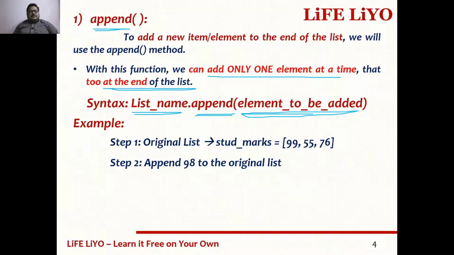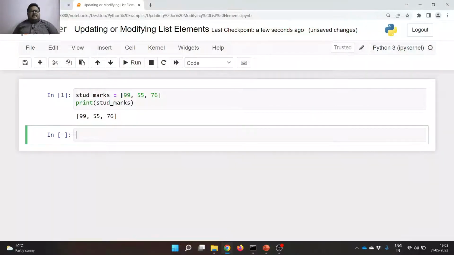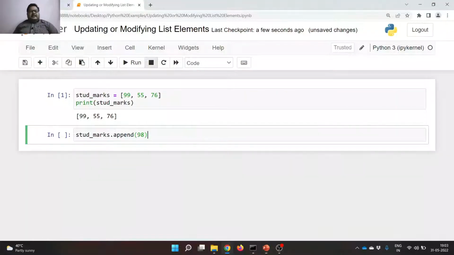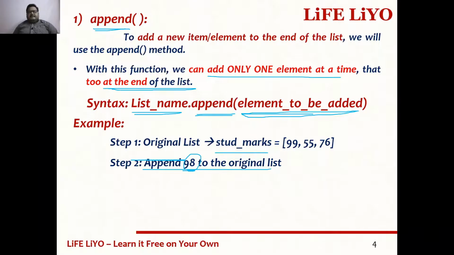Now what is our question? Append 98 to the original list. To this list we have to append the element 98. To append the element, what is the syntax we have to follow? List name dot append, with the element to be appended. The element to be added is 98. We are done. Run. Yes, completed. Look here: list name dot append of 98.